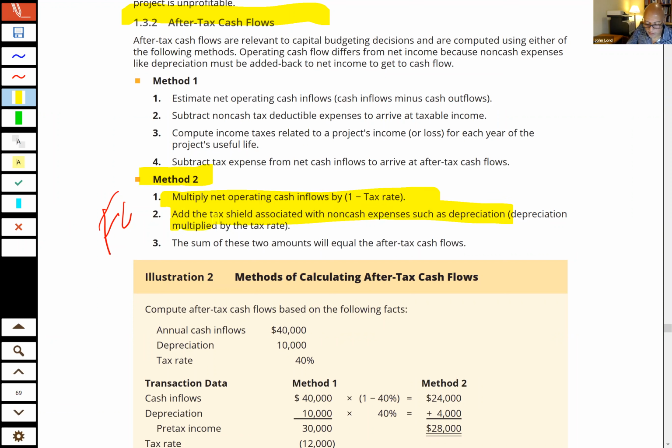Okay, again, the tax shield is because we've got a new asset that we're depreciating, and we're going to be able to take that tax expense. That does what? That lowers our net income, and that lowering of net income means we don't have to pay as much tax. We're calling that a tax shield. And then, of course, you have to sum those two amounts. And I don't know that we need step 3, since it said in step 2 to add the tax shield.